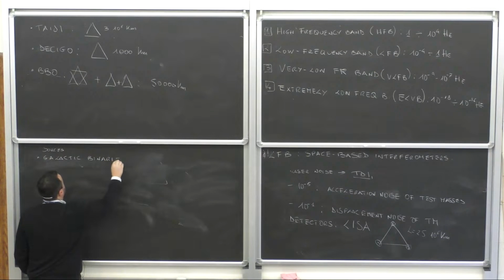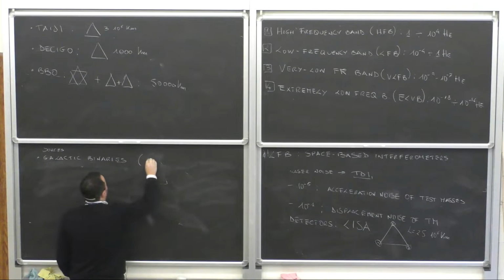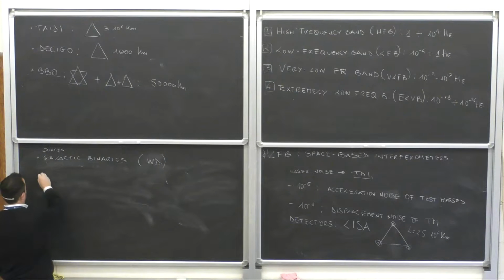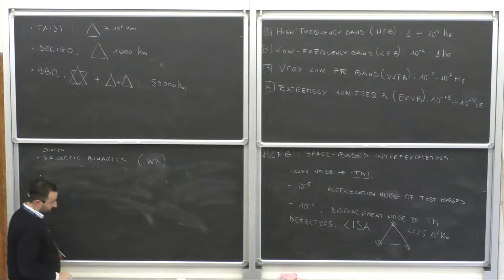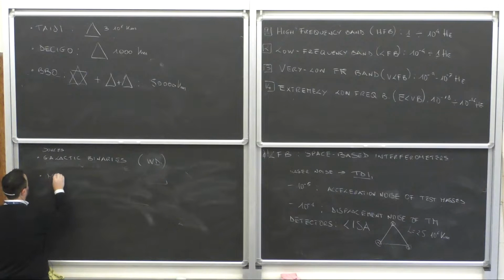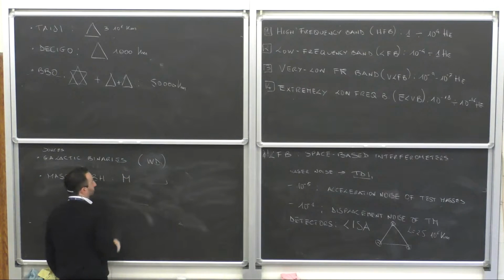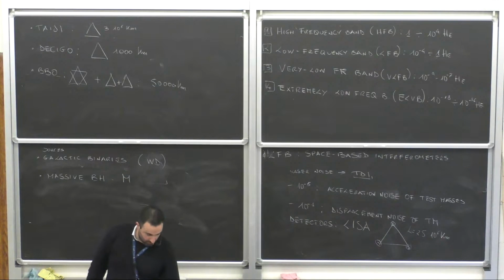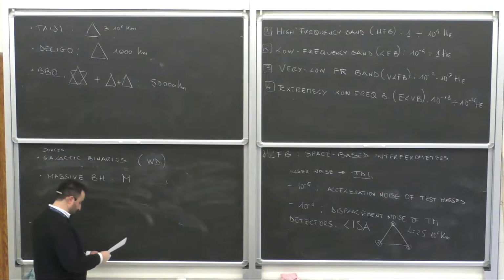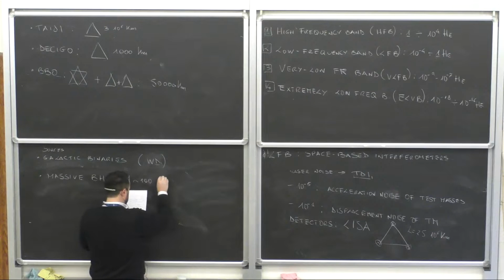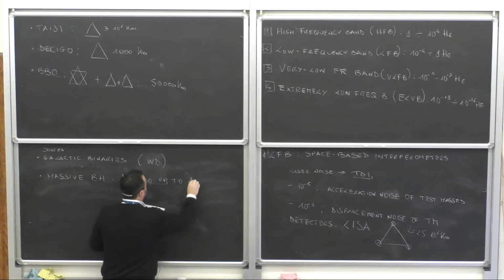So these are mainly white dwarfs in our galaxy. Okay, so I will tell you what they look like later. So then there are massive black holes with mass larger than 10 to the 4, from, let's say, 100 up to 10 to the 8 solar masses.